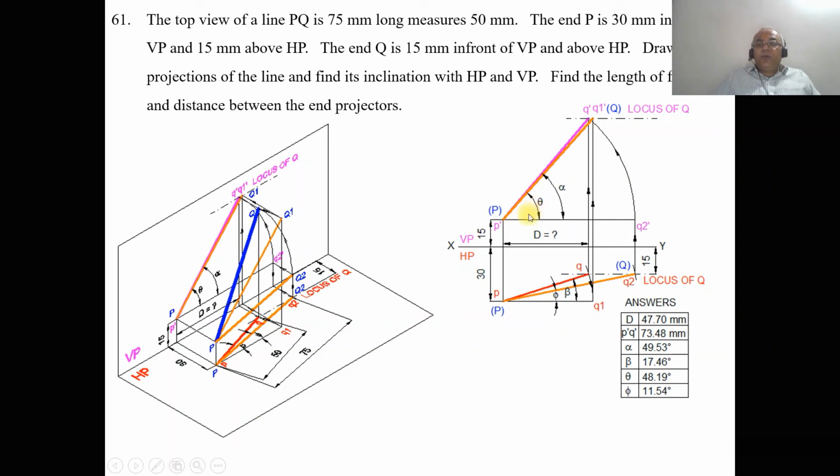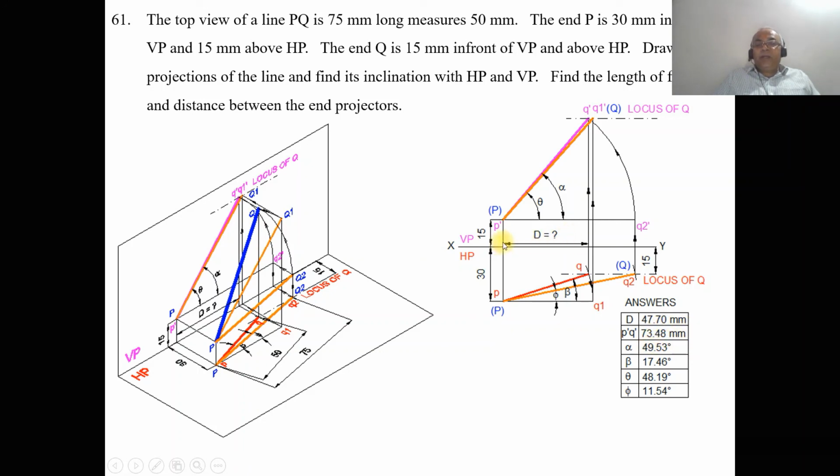He has given that theta and phi are the true inclinations with respect to HP and VP. Alpha and beta are the apparent inclinations with respect to HP and VP. And also the distance D, the distance between the end projectors, which you need to find out, and also the length of the front view P dash Q dash. So by using a scale, you measure the distance of P dash Q dash, which will be 74 mm when you are doing it manually. When you are doing it on computer, it will be 73.48.